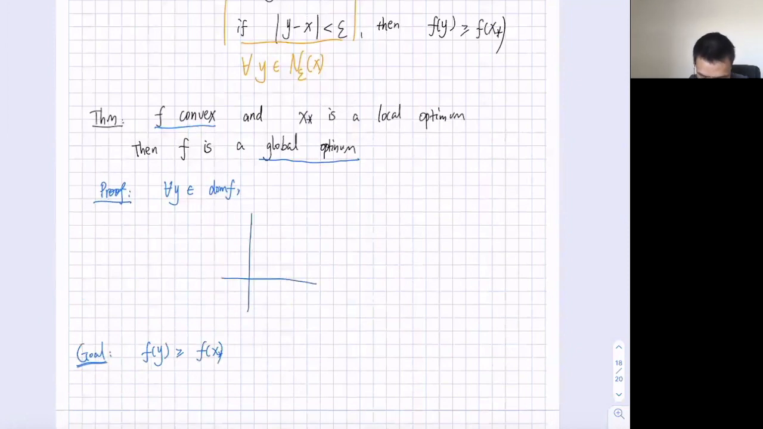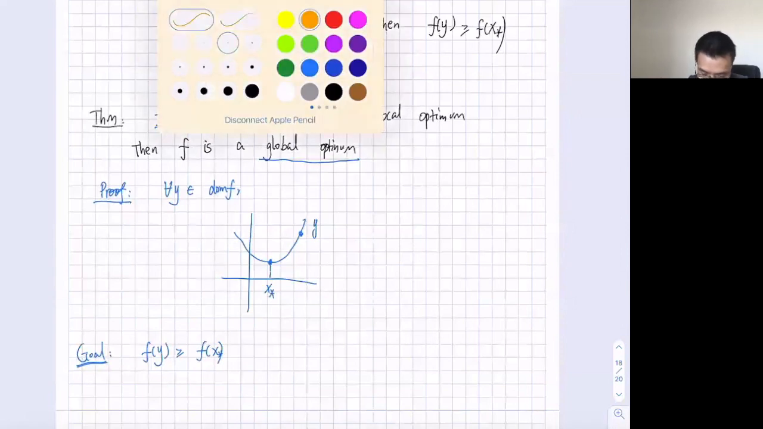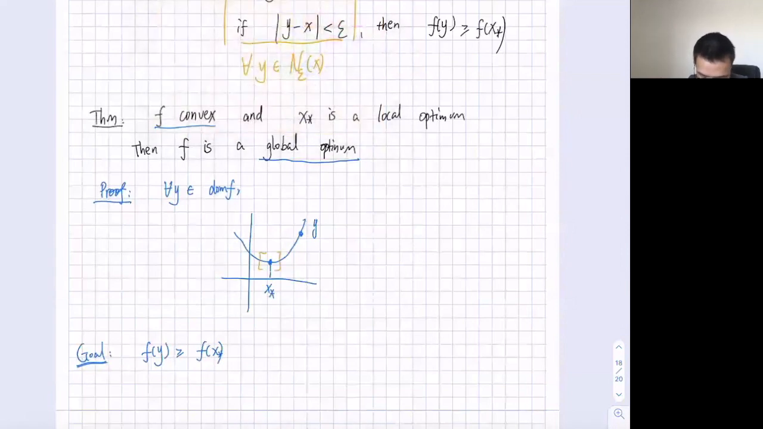So suppose this is my x, this is my optimum, and this is my y. For any y, it can be here, it can also be here. And I know x is the best within its region. There exists some epsilon such that x is best for any point here, where epsilon is greater than or equal to 0.